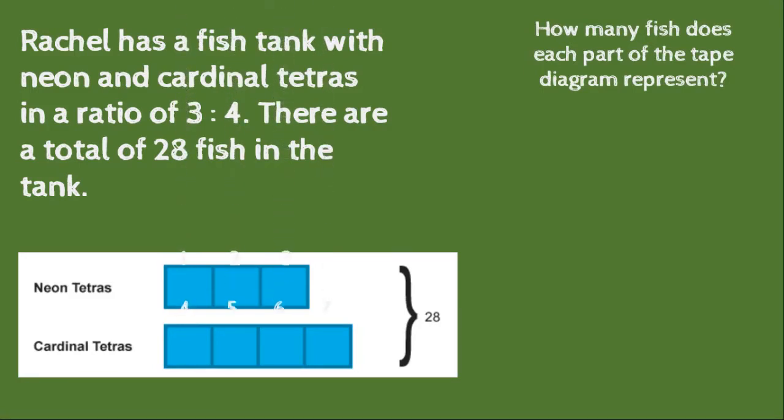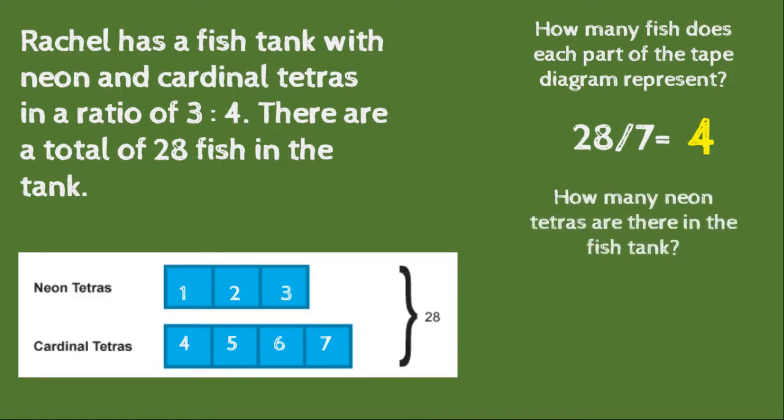So, the first thing we can do is count how many boxes there are. It's 1, 2, 3, 4, 5, 6, 7 at the bottom. 1, 2, 3 for neon tetras, 4, 5, 6, and 7 for cardinal tetras. The way we figure out how much each one counts is simply by having the total, which is 28 fish, divided by the 7 boxes. 28 divided by 7 equals 4.